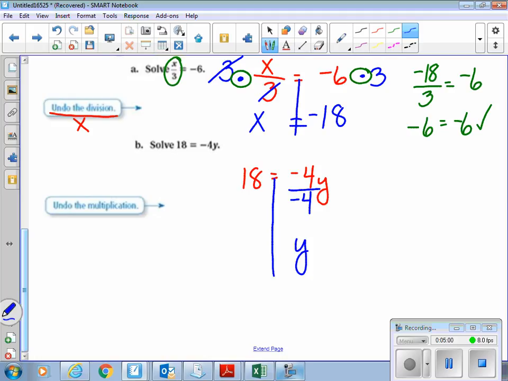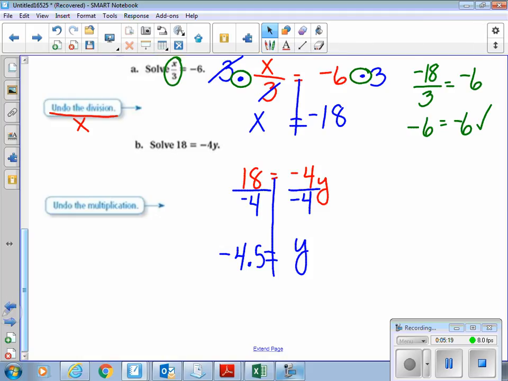Since I divided by negative 4 on that side, I'm going to come over here and do the same thing, divide by negative 4. Positive 18 divided by negative 4 is going to give me a negative answer, and 18 divided by 4 is 4.5, or 4 5/10 if we want to write it as a decimal.